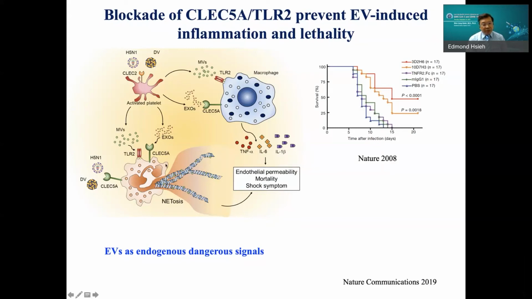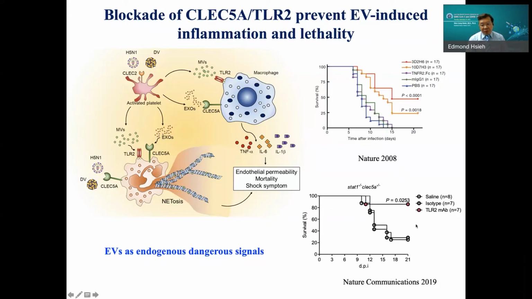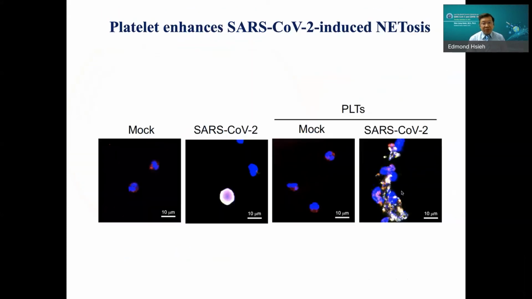And this finding is very exciting because almost 10 years ago, we found that when we blocked only CLEC5A, we had only a partial protective effect in vivo, protecting the mice from dengue virus-induced cell death. However, based on this finding, when we blocked both the TLR2 and CLEC5A pathways, we could further increase the survival. This suggests the CLEC5A and TLR2 pathways are very important in virus infection.